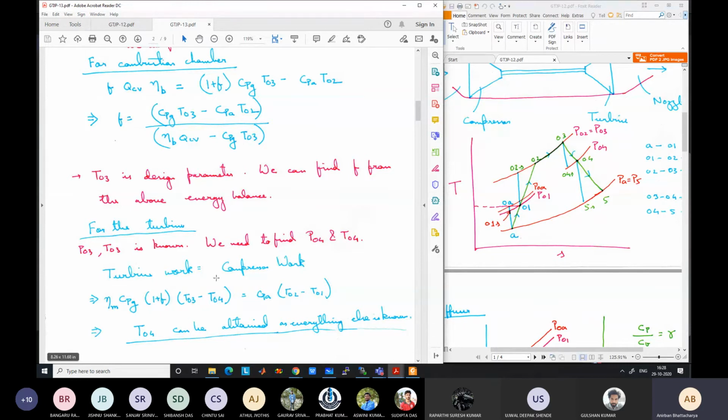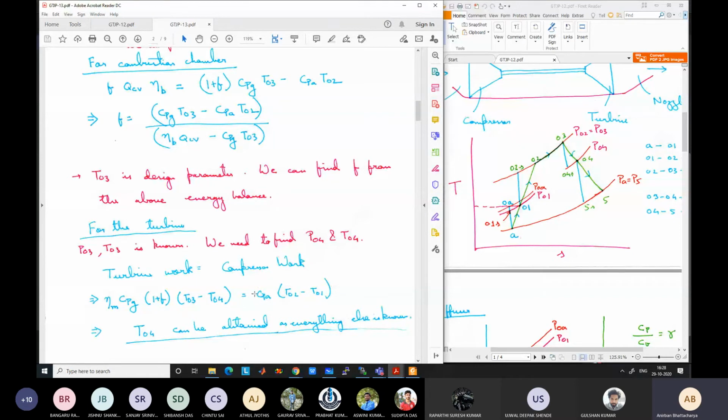Now this entire work cannot be transmitted to the compressor. There is a small loss in the shaft, frictional losses, which is accounted for by the mechanical efficiency. Typically it is very high, 0.99 or something like that. So almost all the work is transferred, but there is some transmission loss, also known as mechanical loss. So eta m into this amount of turbine work is actually transmitted to the compressor. This is equal to the compressor work input.